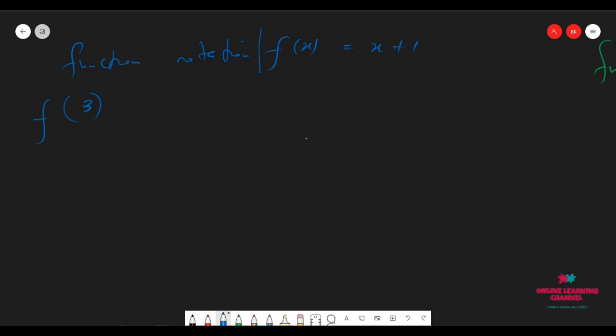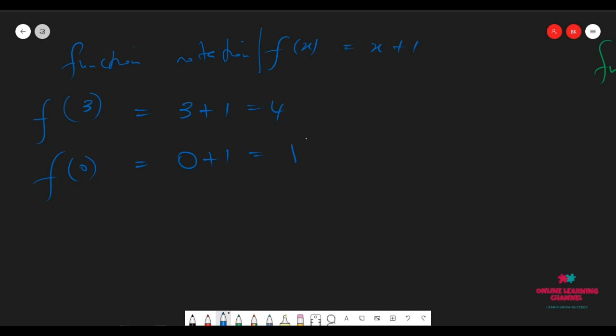So this is saying f is a function that depends on x. So x is our independent variable. This depends on x to give us the output. So if we are saying f at 3, we are saying wherever you are seeing x, just plug in 3. So this will be 3 plus 1, giving us 4. So if we were given f(0), this would be 0 plus 1, giving us 1. So this is how you look at function notation.